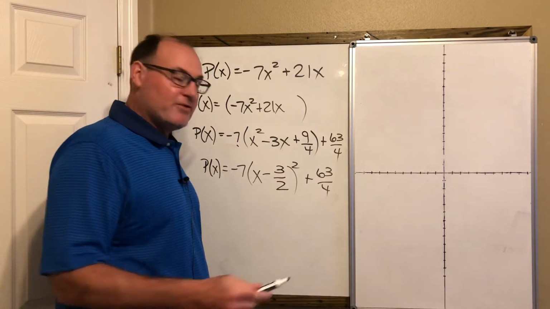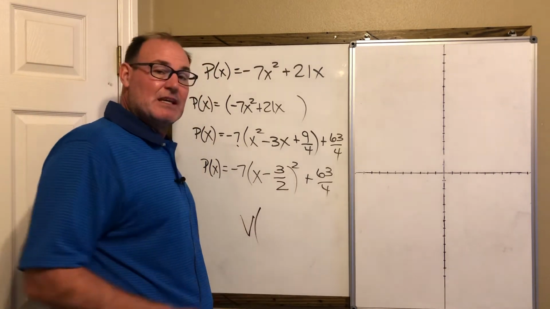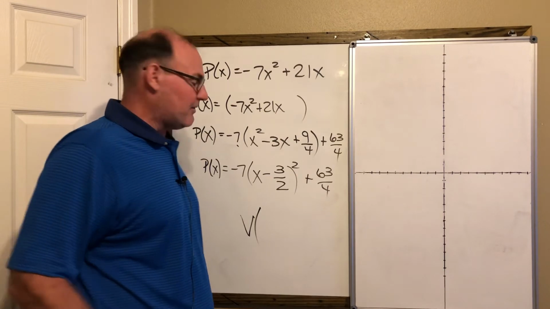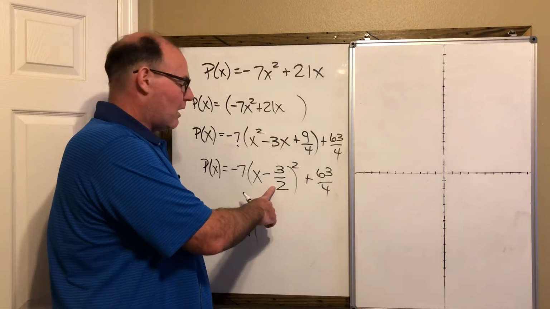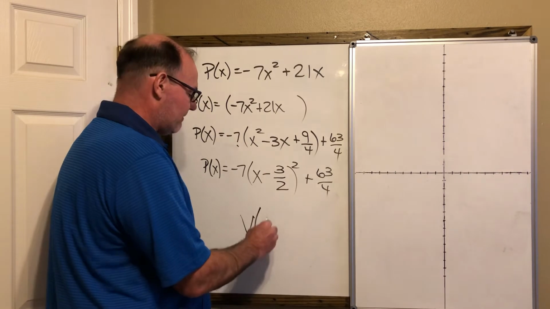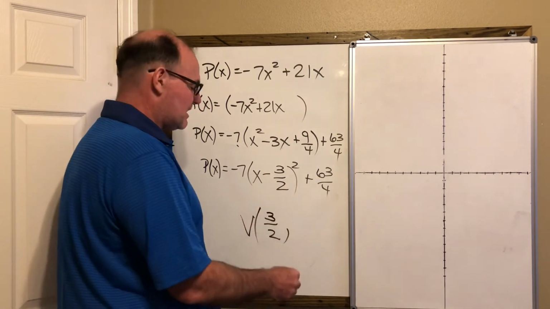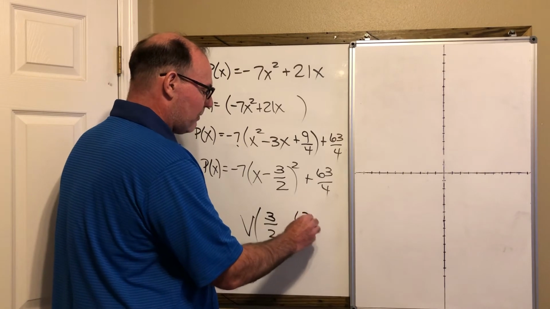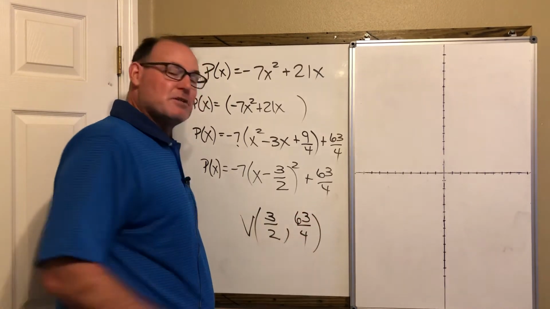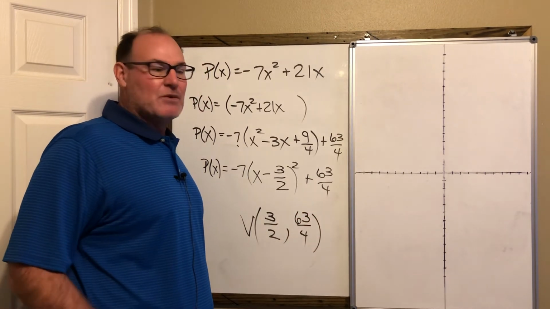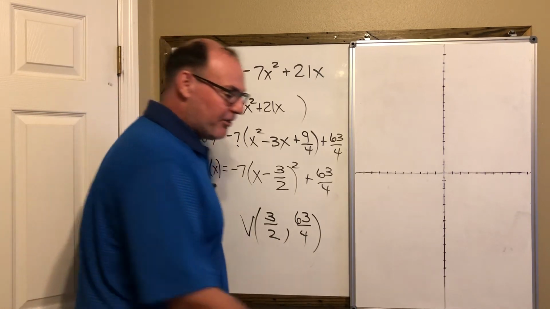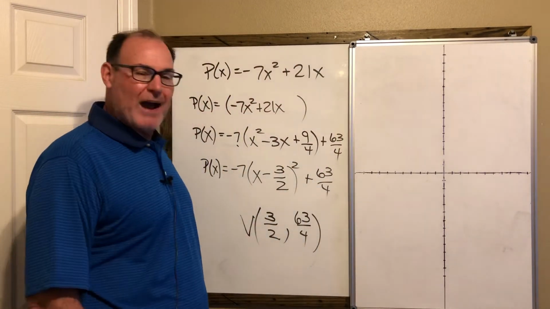Now, I'm asked what the vertex is. Well, the vertex is basically just a summary of the shift. I've moved this 3/2 to the right, so the vertex x value is 3/2, and then I've moved this up 63/4, or 15.75, and there's my vertex. That's the second thing I was asked to do. Now, the third and final thing is to go ahead and graph this.